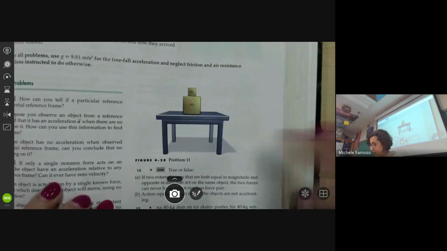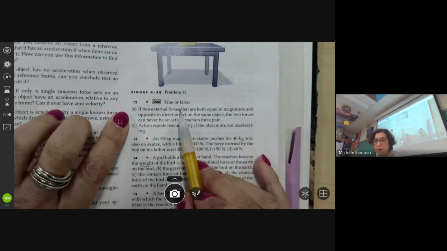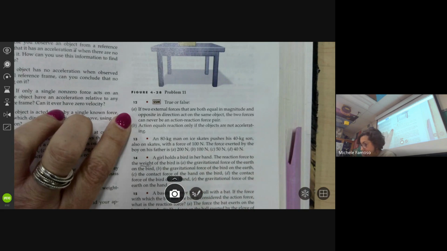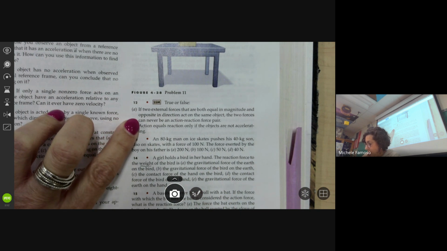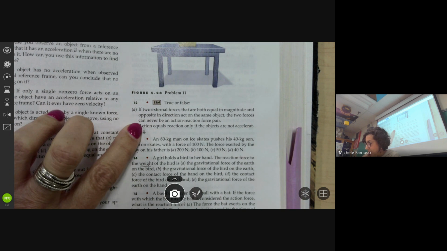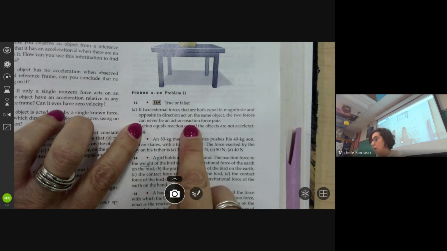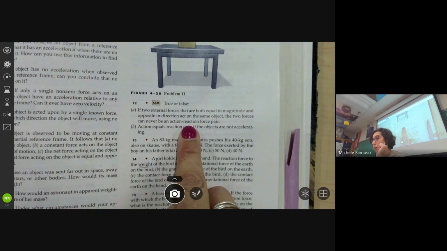Anything else? I'm sorry? 12. 12 shows us this table. Oh, nope, that's problem 11. 12 asks you if these are true or false. So 12A says, if there are two external forces that are both equal in magnitude and opposite direction acting on the same object, the two forces can never be an action-reaction force pair. That is true. And the reason is because an action-reaction force pair act on different objects.